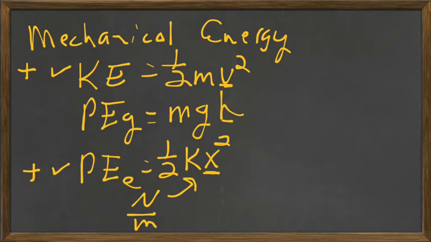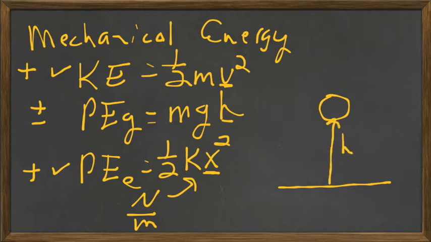But for gravitational potential energy, it could be positive or negative. And the reference is where I measure height. If I have a ball, and I want to know what's the gravitational potential energy of the ball relative to the floor, we tend to call that height positive, and we call the gravitational potential energy positive.